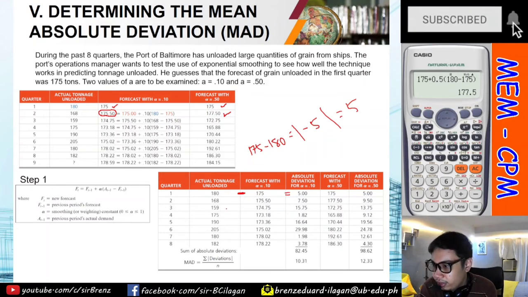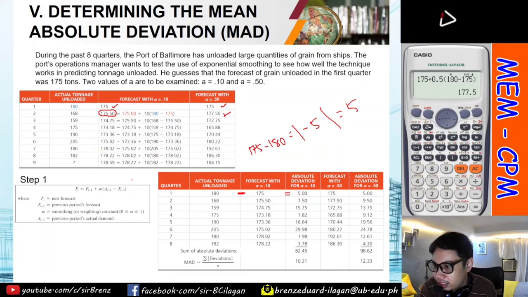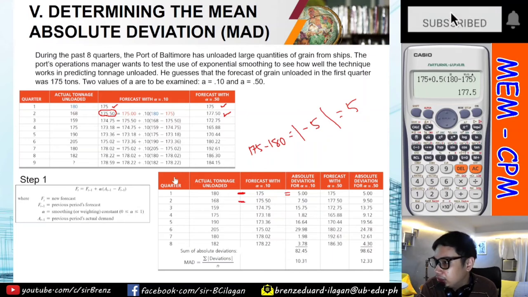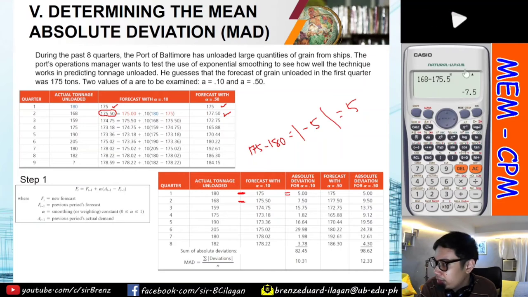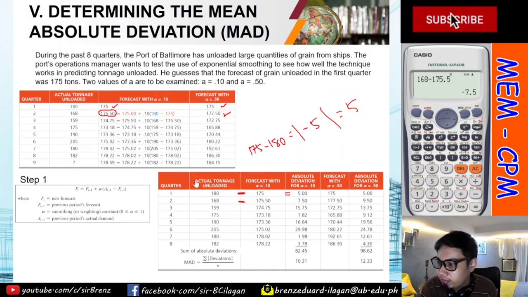So, ganun lang din yung gagawin nyo doon sa kabila. So, try natin to. Itong 7.5. Paano ba nakuha yan? So, that is just the difference of 168 minus 175.5. Check lang natin dito. So, 168 minus 175.5. Ayan. So, that is 7.5. Again, absolute value. So, lagi siyang positive.